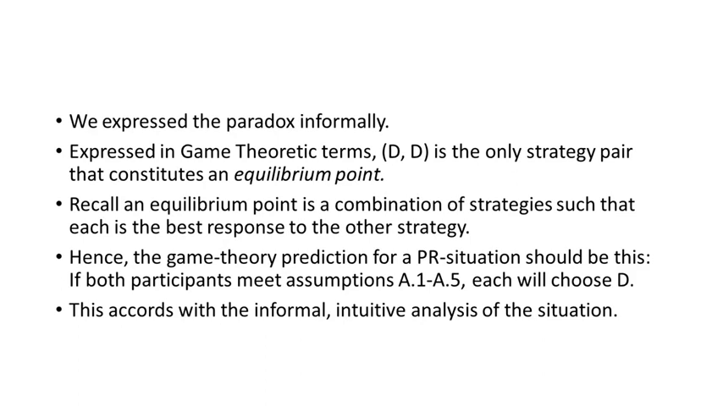Okay, so expressing it more formally, in game theoretic terms, DD, that is the strategy where both agents defect, is the only strategy pair that constitutes an equilibrium point. Recall, this comes from John Nash: an equilibrium point is a combination of strategies such that each strategy is the best response to the other strategy, so that there isn't a better response. So a game has an equilibrium point if there's a combination of strategies where each is the best response to the other, and that's a kind of stable point. And not every game has an equilibrium point.